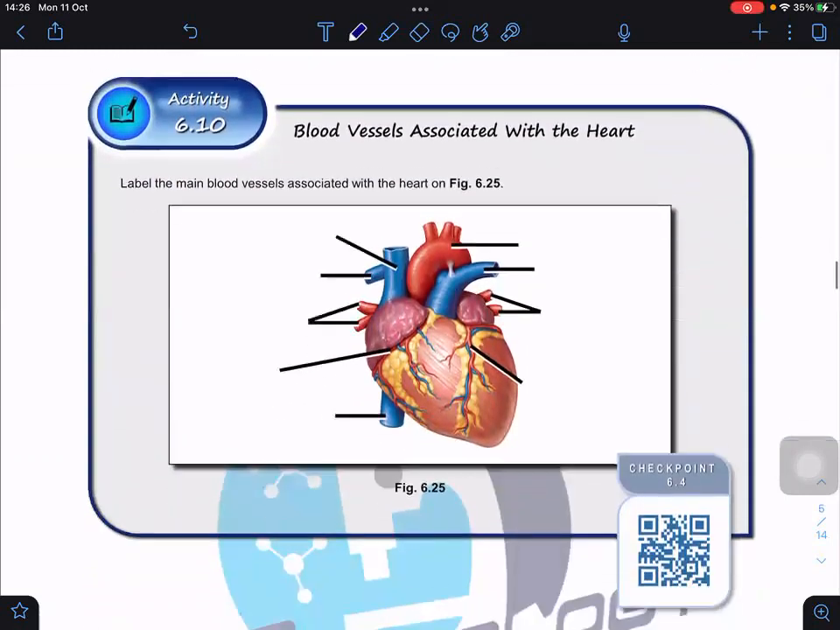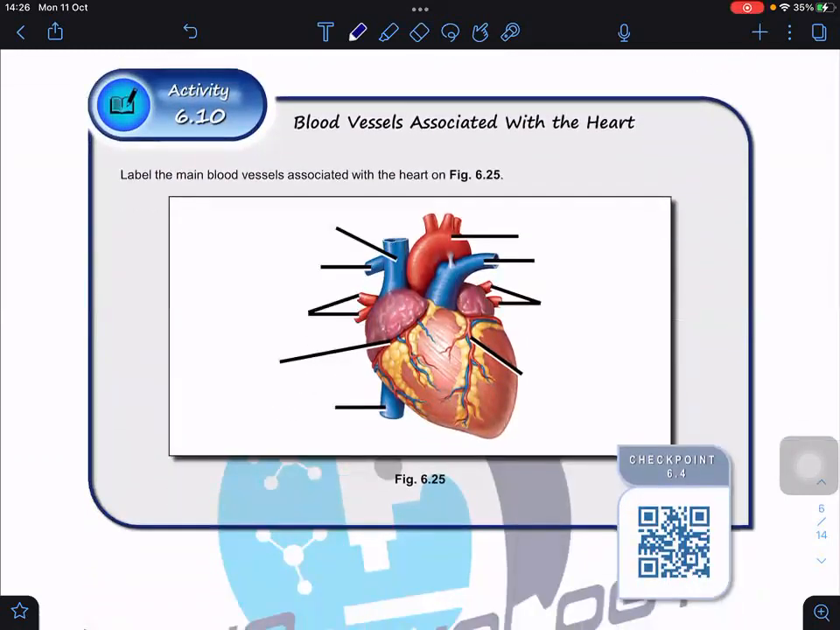So now, spend about 5 minutes to complete these diagrams, to label the various main blood vessels that are associated with the heart. For these diagrams, let us label the main blood vessels associated with the heart, the mammalian heart, on figure 6.25.